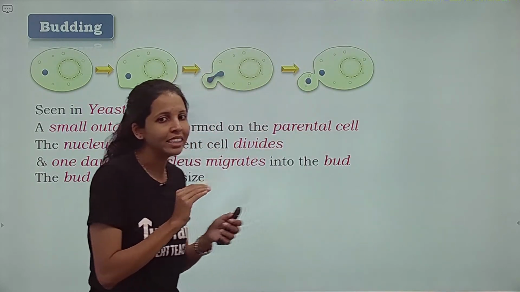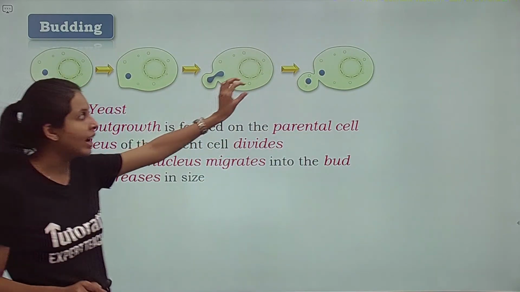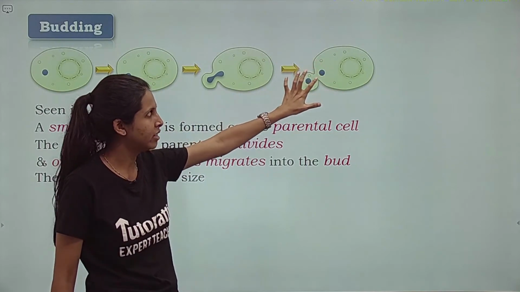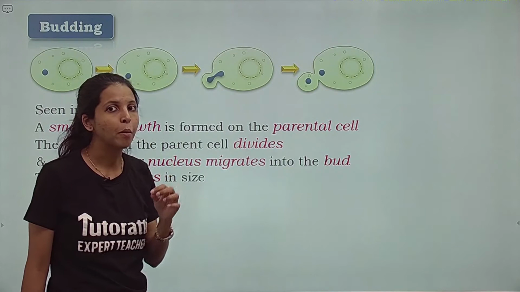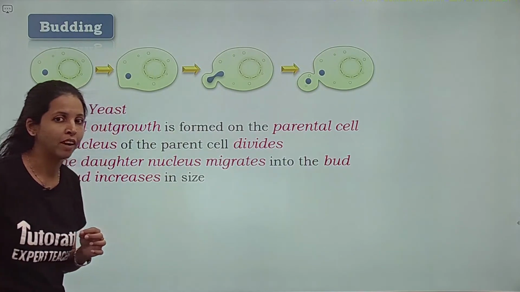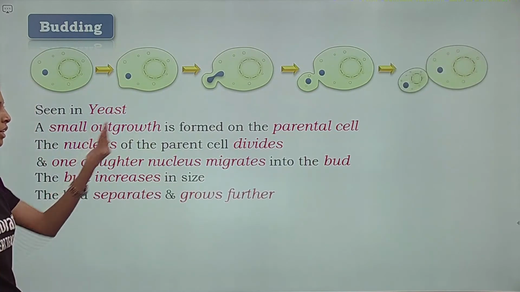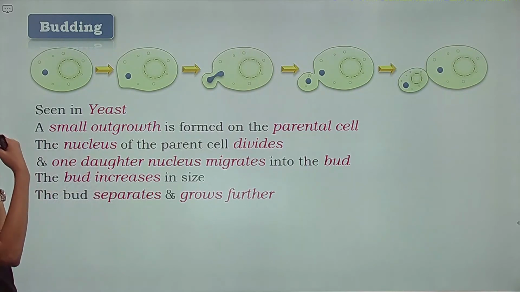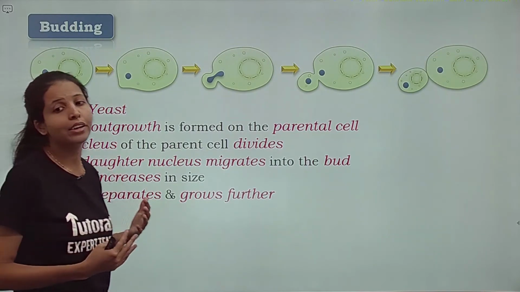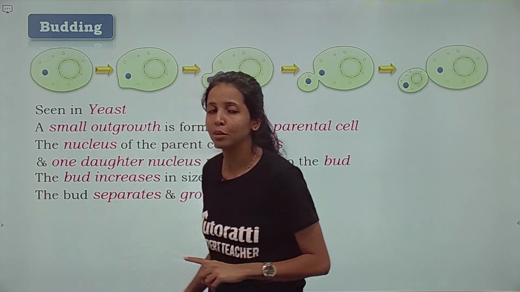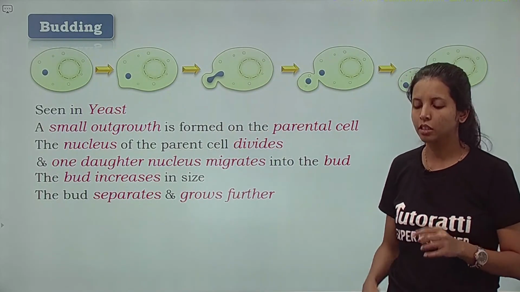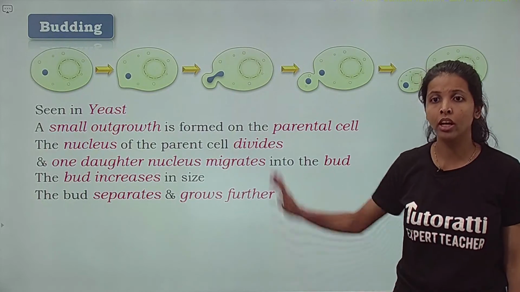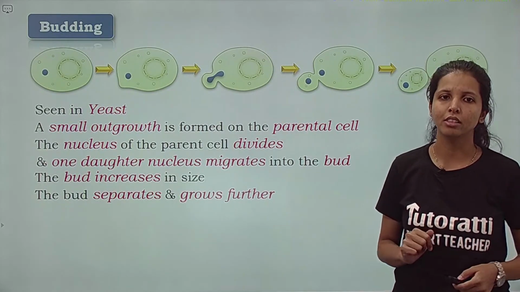The bud increases in size. It is going to remain with the parent cell for some time to get the nutrition. Once it has become proper or able to survive on its own, it is going to detach itself. Just see, the bud separates and it grows further. So this is the process of budding which is seen in yeast. अगर पूछा गया process of budding in unicellular, we have to write down this method.